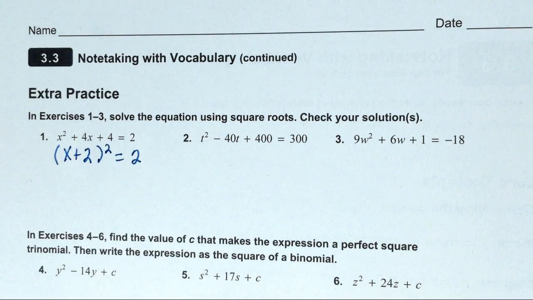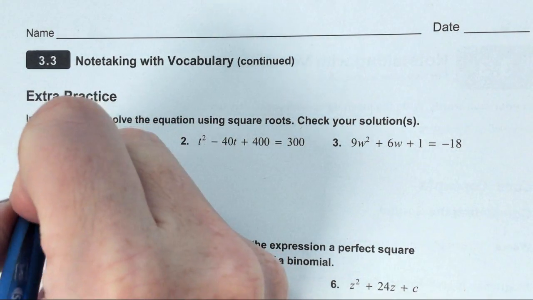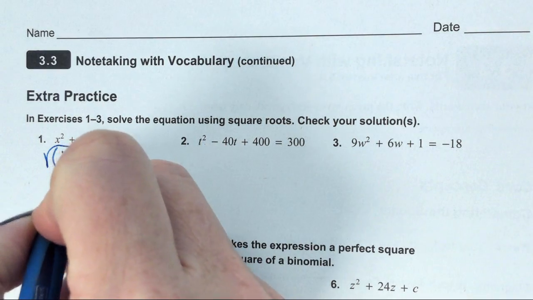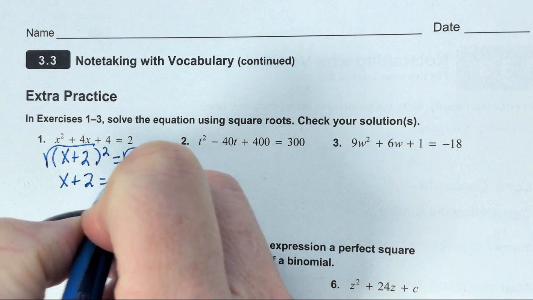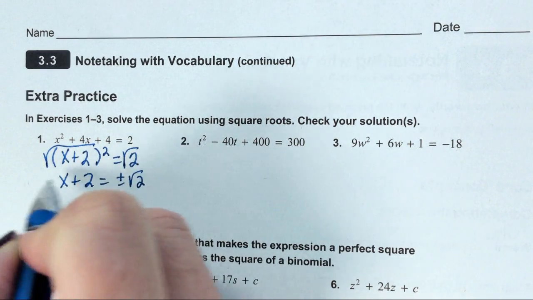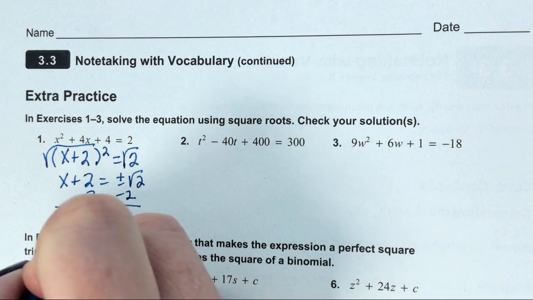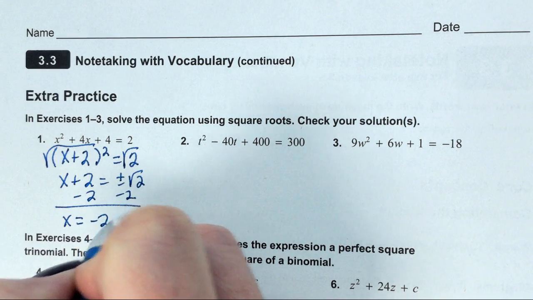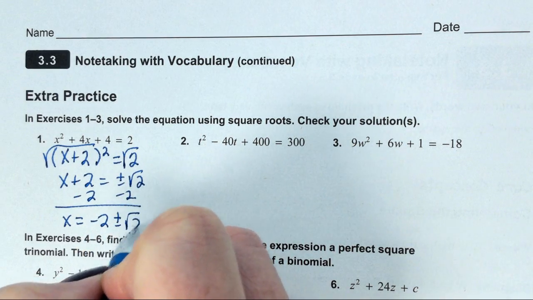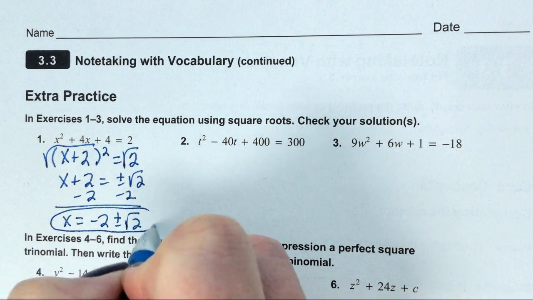And now it's a problem just like what we did in the homework. So we're just going to take the square root of both sides, and we have x plus 2 equals plus or minus radical 2. We're going to subtract 2. These are not like terms, so it's just going to be negative 2 plus or minus radical 2. That's going to be our solution.